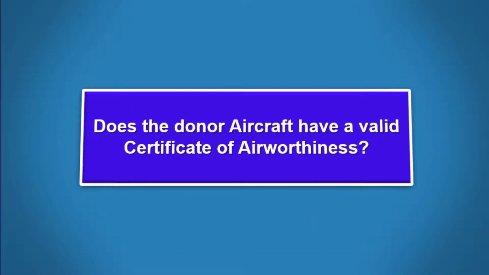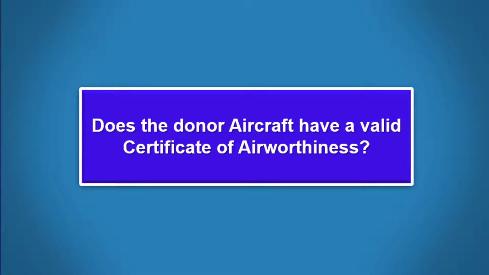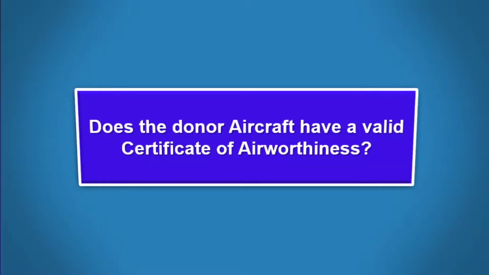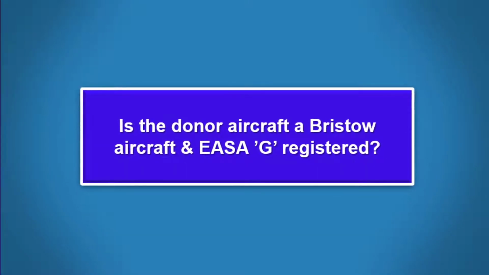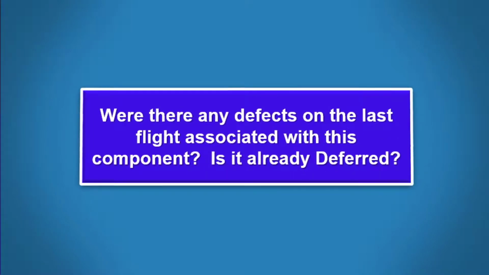Does the donor aircraft have a valid certificate of airworthiness? Robberies are not automatically permitted from an aircraft without a current C of A. Is the donor aircraft a Bristow aircraft and EASA G registered? Robberies are not automatically permitted from non-Bristow and non-G-Reg aircraft. Were there any defects on the last flight associated with the component on the donor aircraft? Is the item already deferred? Defective parts cannot be robbed.